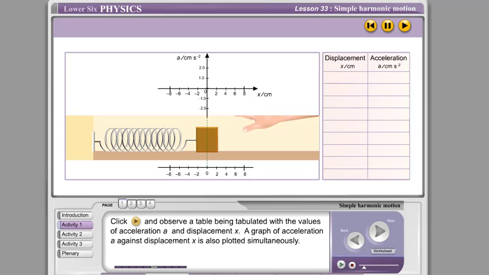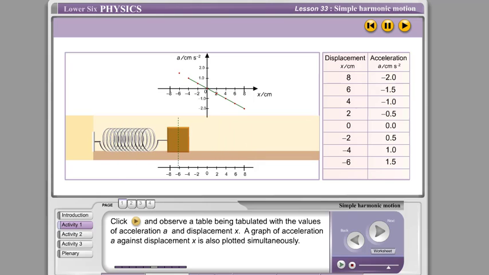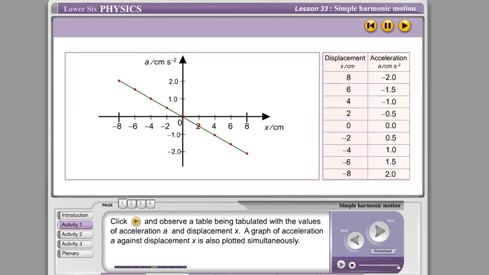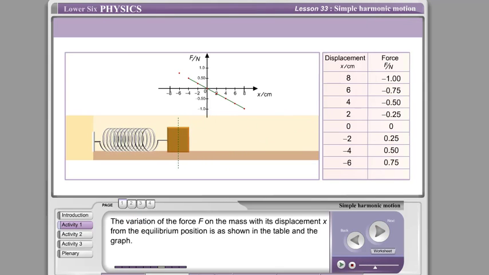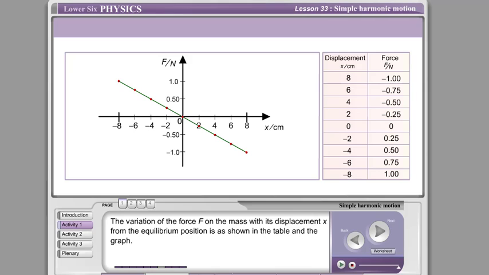Click the play button and observe a table being tabulated with the values of acceleration a and displacement x. A graph of acceleration a against displacement x is also plotted simultaneously. The variation of the force F on the mass with its displacement x from the equilibrium position is as shown in the table and the graph.